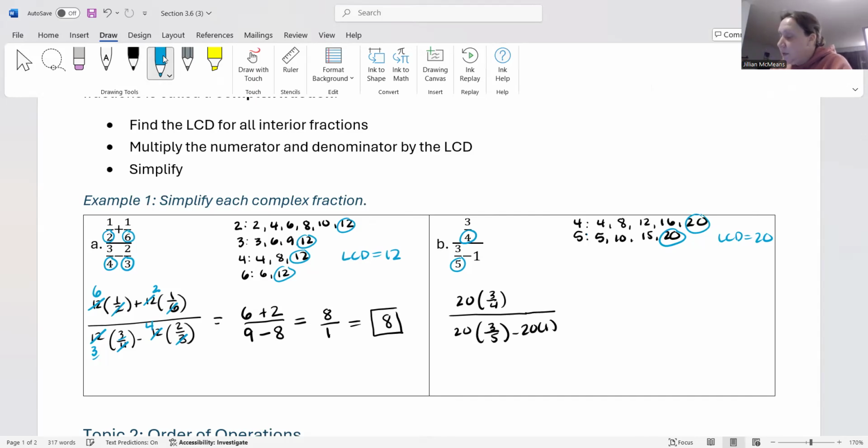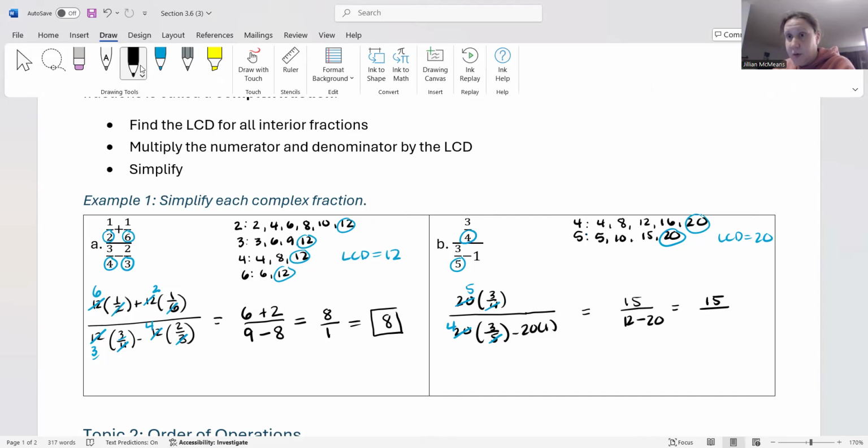So let's clean things up. Looking at the numerator, the 4 in the denominator divides into the 20 5 times, leaving me with 5 times 3 in the numerator, which is just 15. In the first half of the denominator, the 5 in 3/5 divides into the LCD 4 times, leaving me with 4 times 3, which is 12. And then finally, we have negative 20 times 1. Well, negative 20 times 1 is just negative 20. So let's clean it up. The numerator is just 15, and then the denominator, we have 12 minus 20.